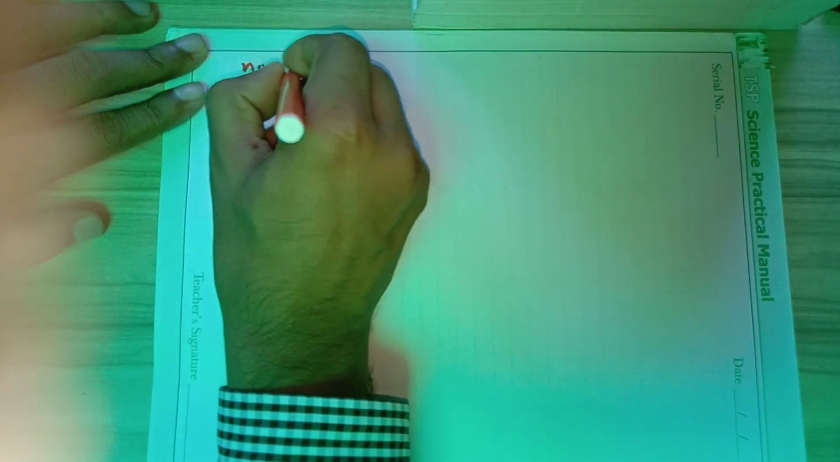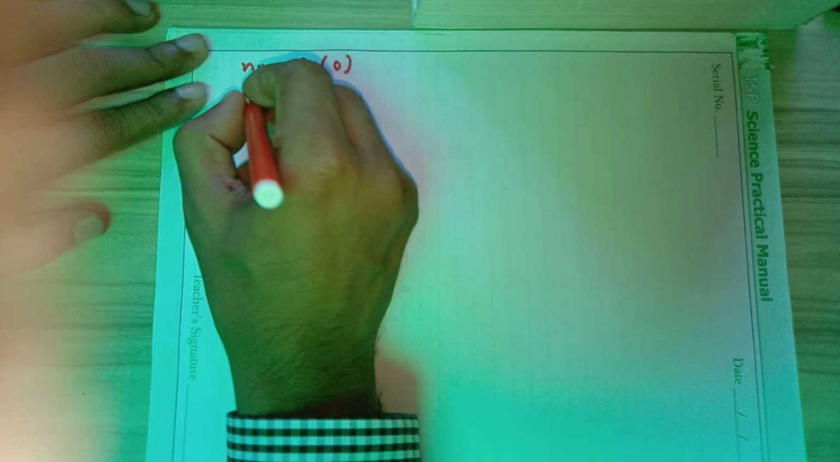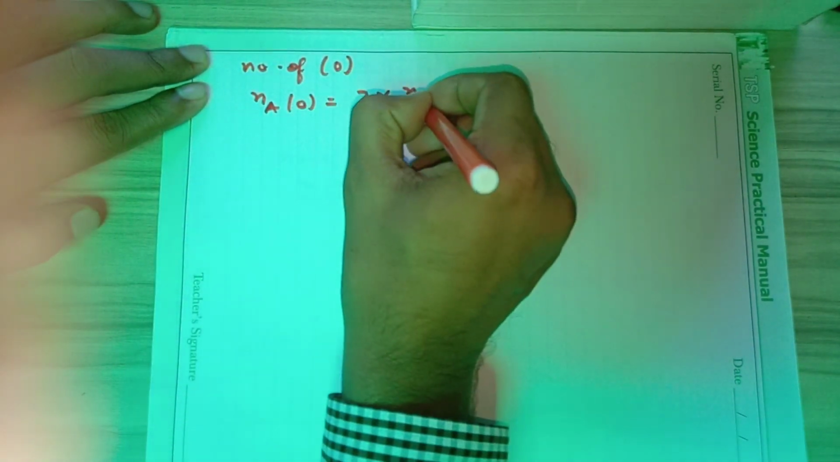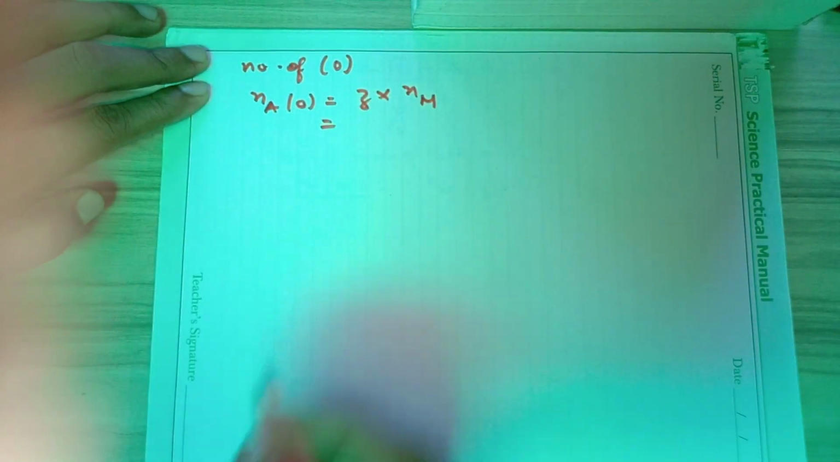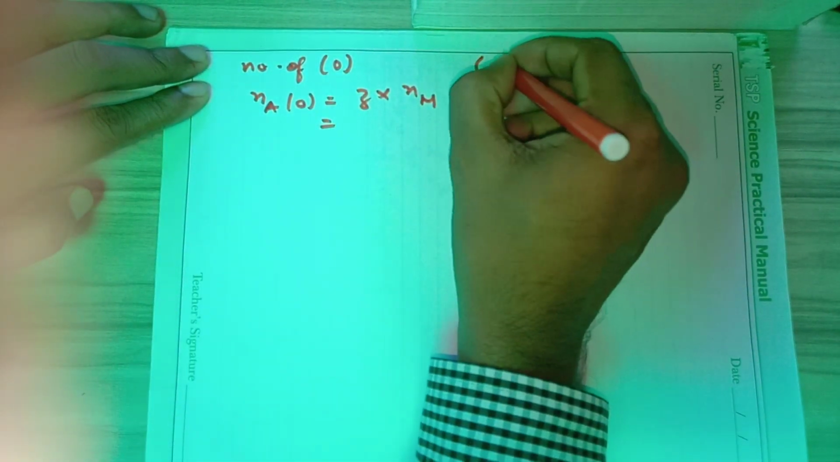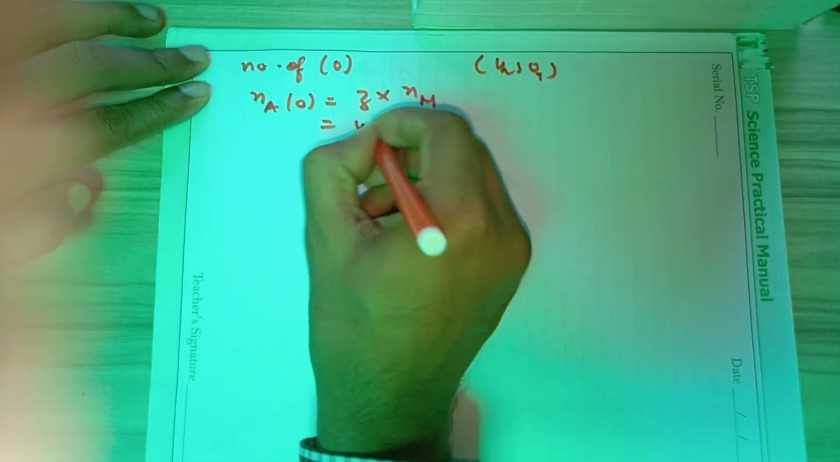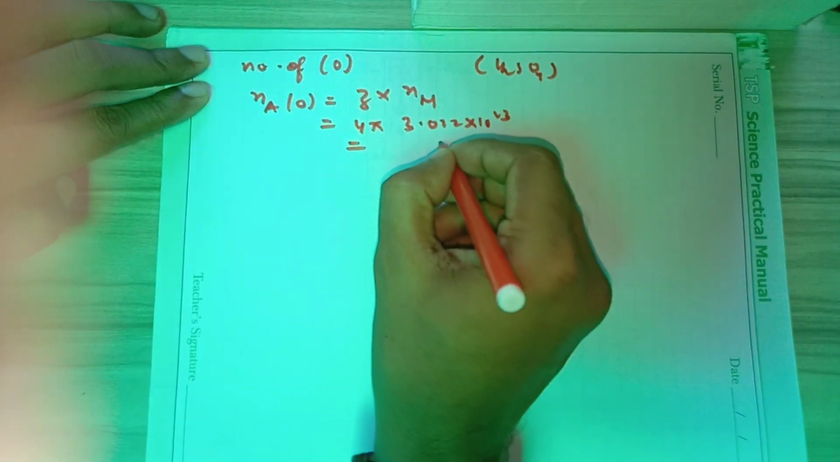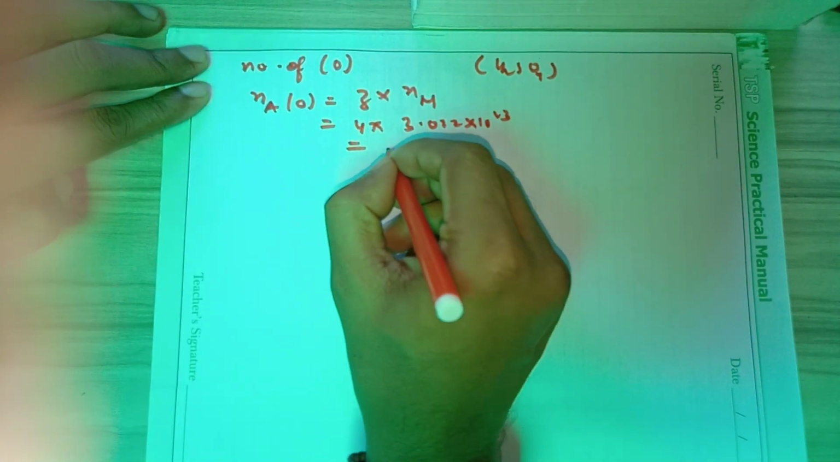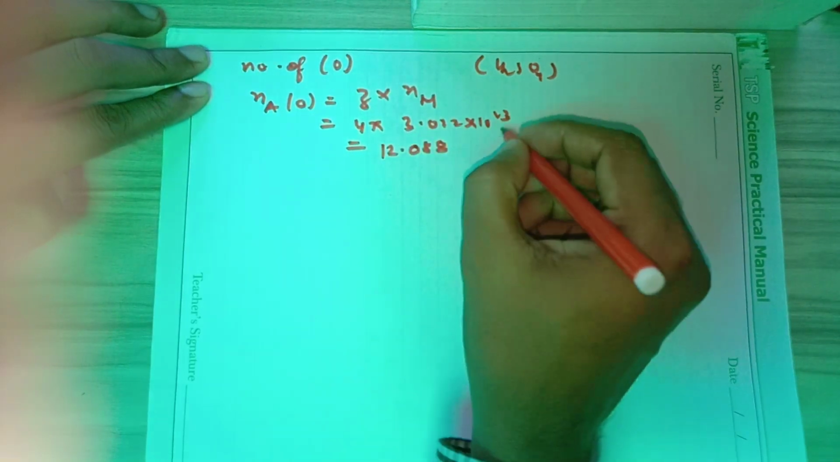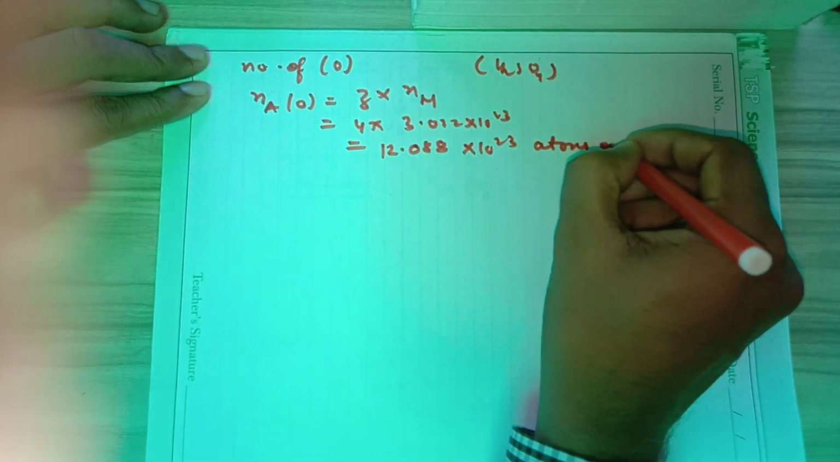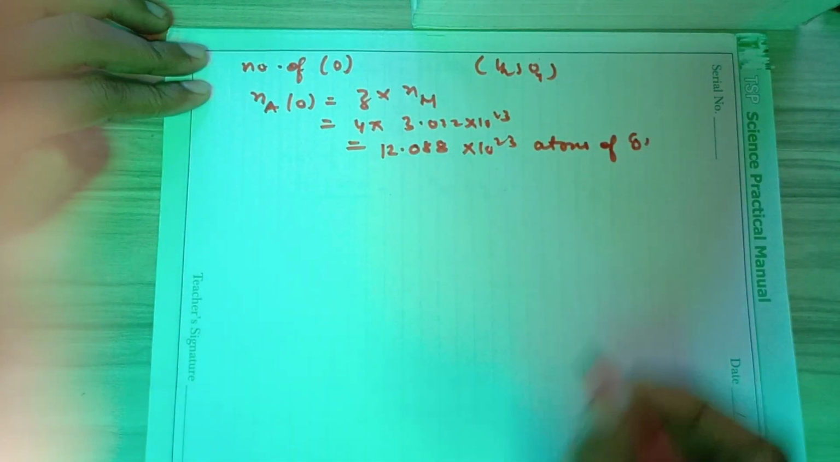Suppose you have to find the number of atoms of oxygen. It will be Z into the number of molecules. Z is 4 for oxygen in H2SO4, so it will be 4 into 3.022 into 10 to the power 23. So it will be 12.088 into 10 to the power 23 atoms of oxygen.